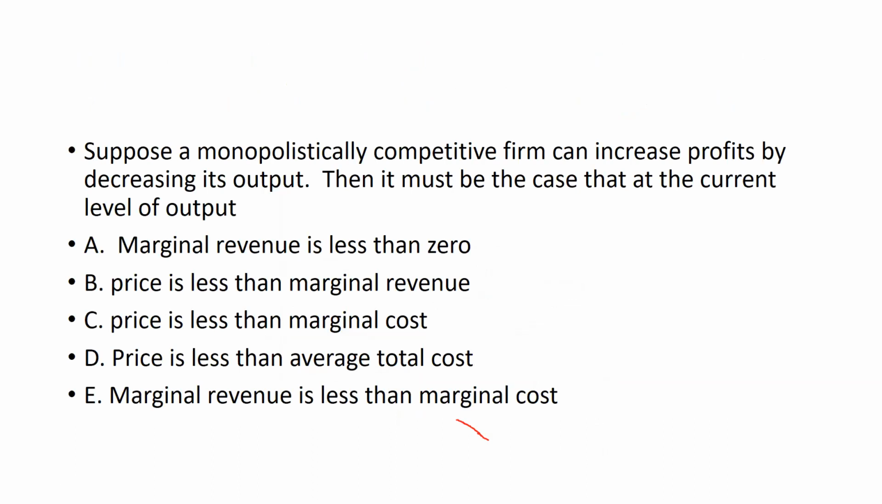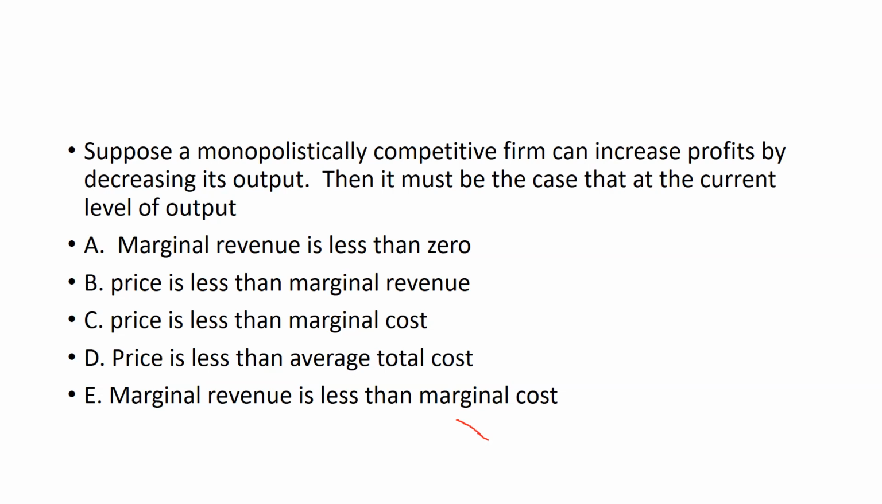If price is less than average total cost, again, that's a certain situation that would occur, but you really base output on marginal revenue and marginal cost. And when they ask you these questions, anytime they're saying, can it increase profits by decreasing its output?